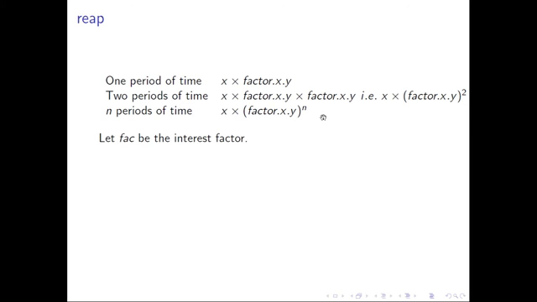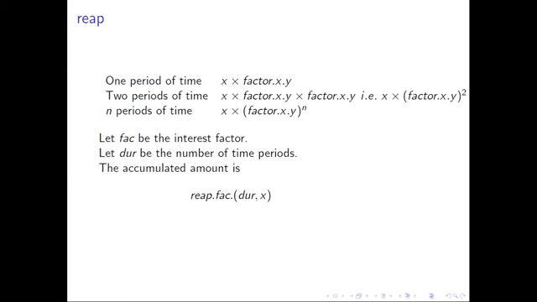Now, let's suppose we have the interest factor, FAC. I'll let duo be the number of time periods. Then, the accumulated amount we can express using the function reap. Reap of FAC of duo X, which is equal to X times FAC to the power of duo.